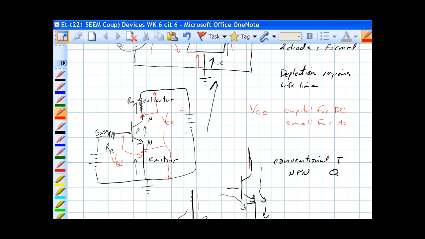The symbol for an NPN transistor is this right here, the arrow pointing towards the direction of current flow. You'll notice that this is an NPN. A PNP, this arrow points the other way. So the current flow paths are through the base this way and from emitter to collector this way.